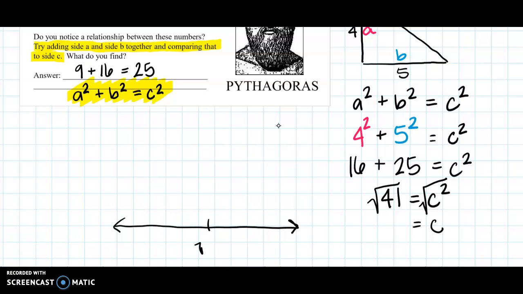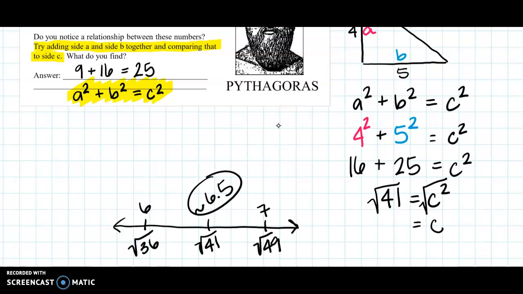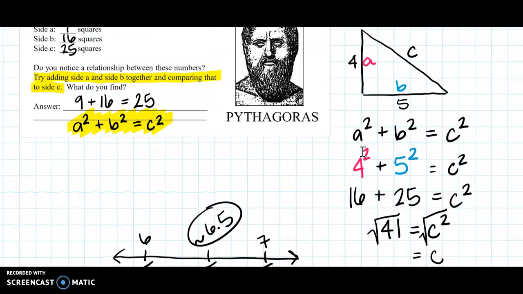I want to estimate the square root of 41. I need to find the perfect squares that it's in between. I know that 7 times 7 is 49, and 6 times 6 is 36. So the square root of 41 must be between 6 and 7. It's probably around 6.5. So we say that C is approximately 6.5, or equal to the square root of 41.